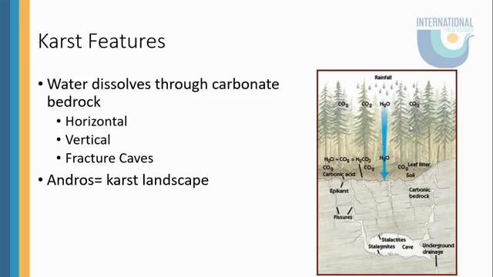So now let's talk a little bit about features that we see on Andros, what we call karst features. Karst features is where we see that calcium carbonate bedrock dissolve away into horizontal and vertical cracks and things like that, as well as caves underneath the ground. And again, this is due to that rainfall falling on the surface, and it finds those cracks and crevices, and it slowly breaks it apart and breaks it down as it falls deeper, and we eventually get karst landscape, which is what most of Andros is made of.